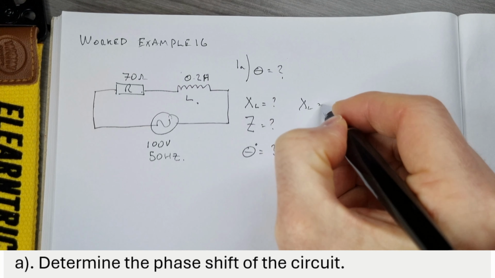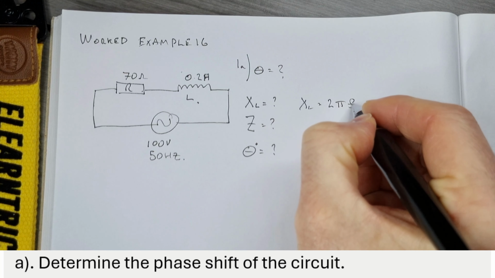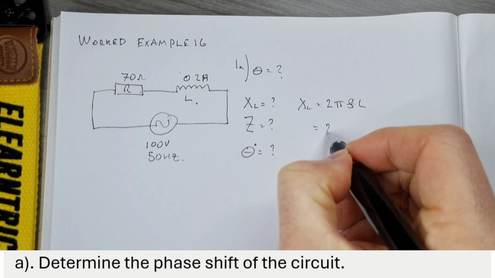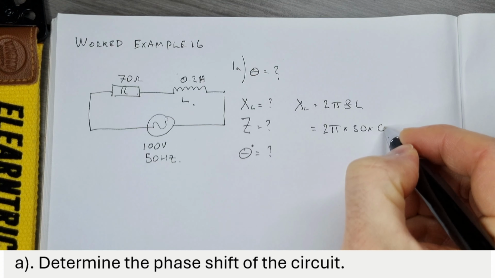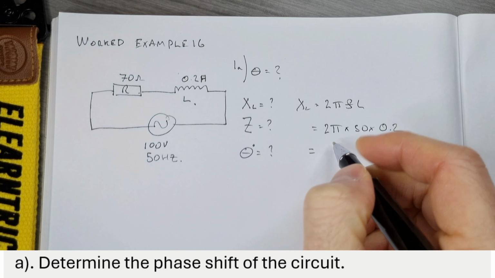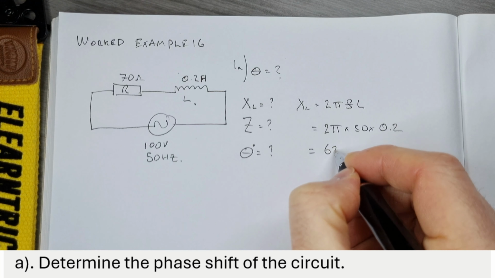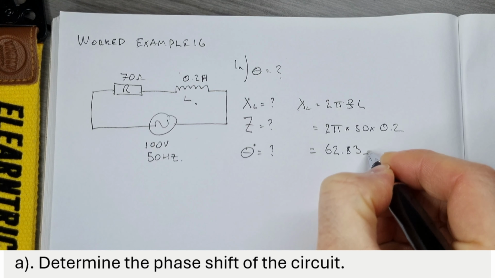XL is equal to 2 pi FL, and 2 pi times a frequency of 50 times an inductance of 0.2 gives us an inductive reactance of 62.83 ohms.